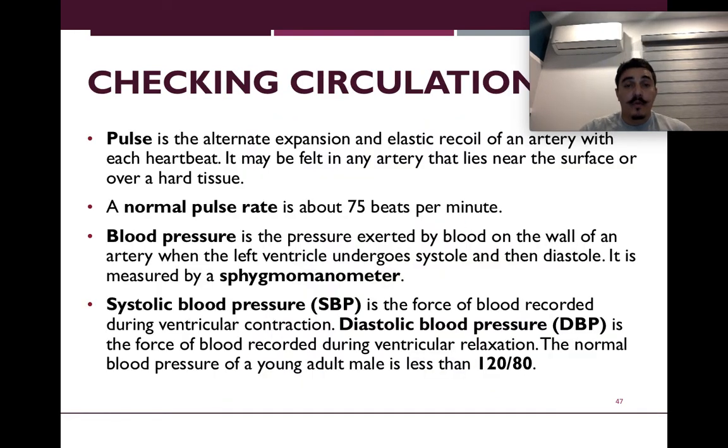All right, the pulse is the alternate expansion and recoil of an artery with each heartbeat. Okay, so we know what the pulse is. A normal pulse rate is 75 beats per minute. Blood pressure is the pressure exerted by the blood on the wall of an artery. And there goes systole or diastole, contraction or relaxation. The systolic blood pressure is recorded during ventricular contraction, and diastolic is recorded during relaxation. Okay, so normal blood pressure is 120/80.